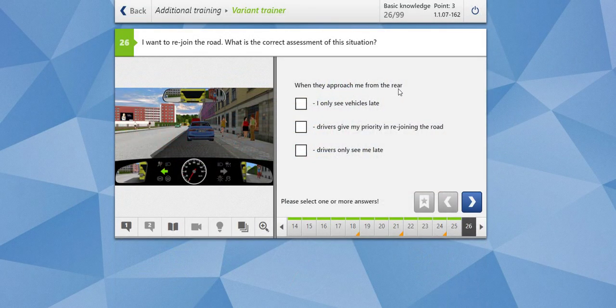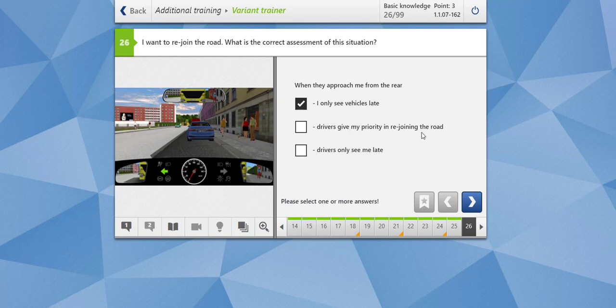When they approach me from the rear, I only see the vehicles late. Yes, when they approach me from the rear. So when the vehicles approach you from the rear, you only see those vehicles late. This is correct because there is a yellow truck behind you and it is causing obstruction to the view of the vehicles that are coming from behind you.